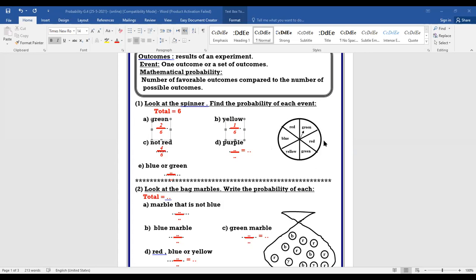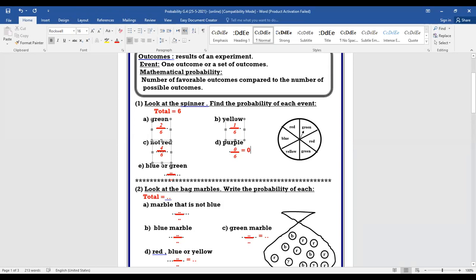How many purple parts here? 0. You have purple parts? 0 out of 6. Yes, we don't have purple here, guys. It will be 0 out of 6. And we said 0 over any number equals 0.